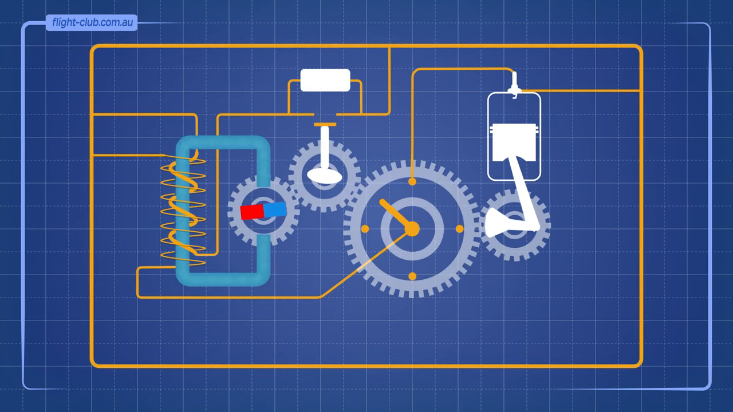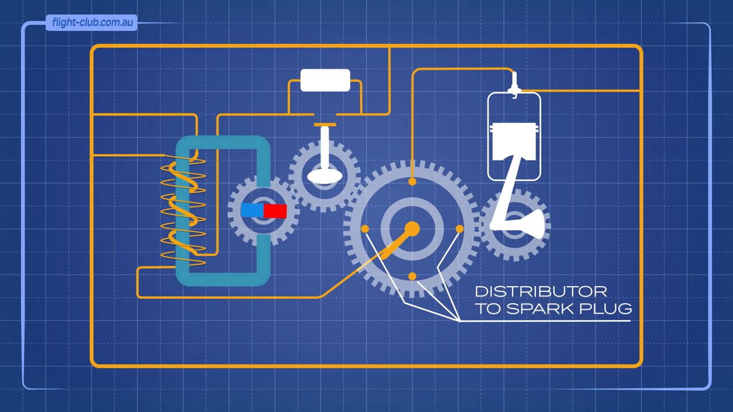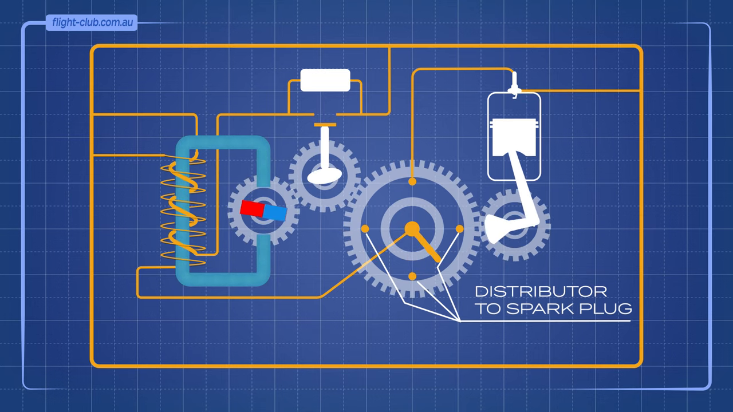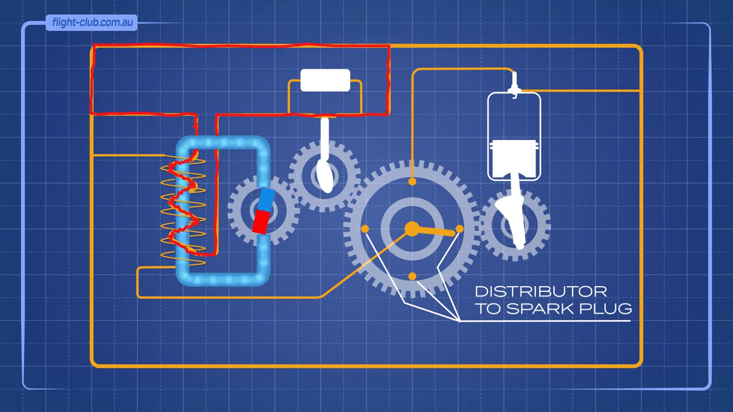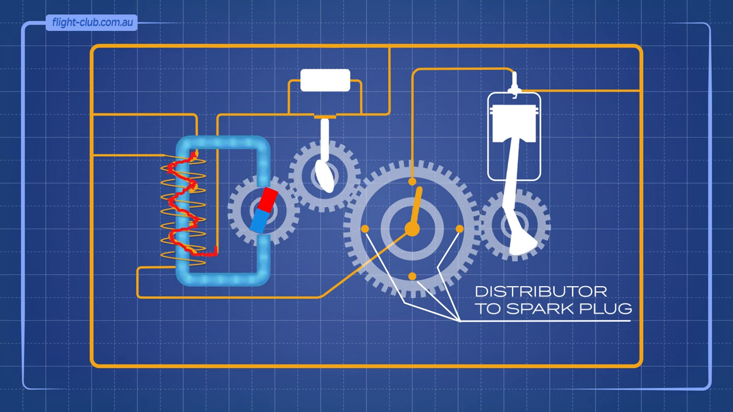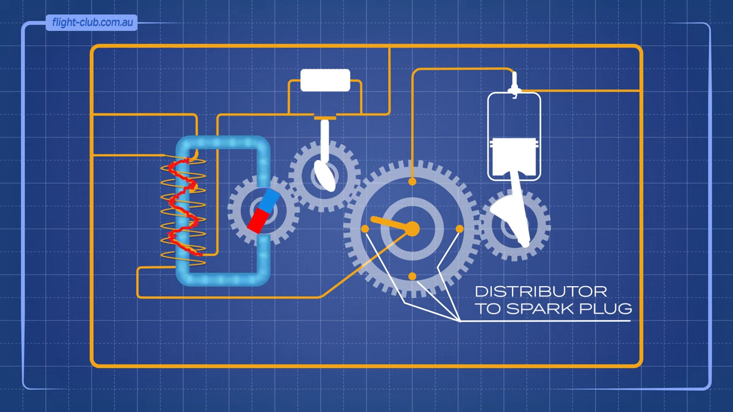This illustration represents a four-cylinder engine, but only one cylinder is shown here. The distributor is a rotating switch that is mechanically driven by the engine at half crankshaft speed. The distributor routes the high voltage current from the secondary coil to each spark plug at the correct time and in the correct firing order.